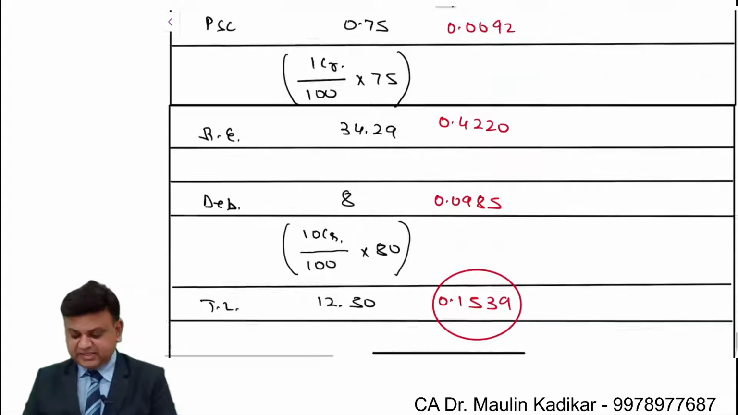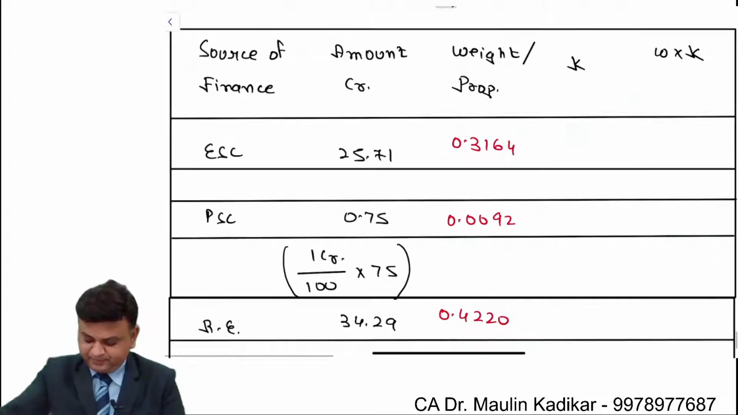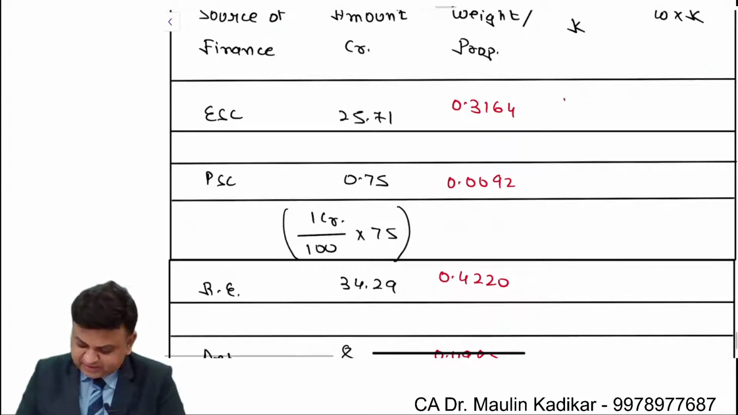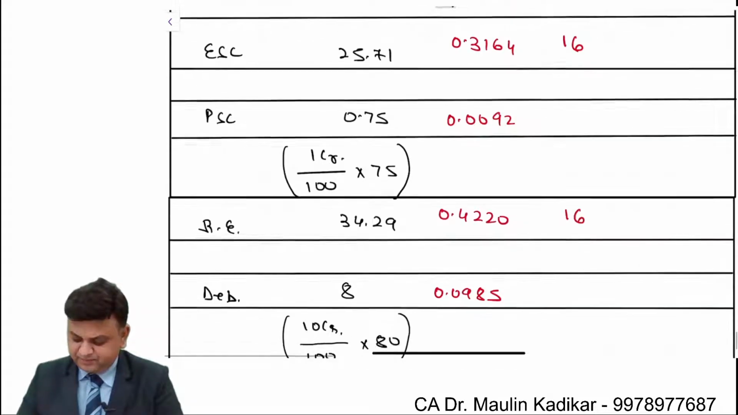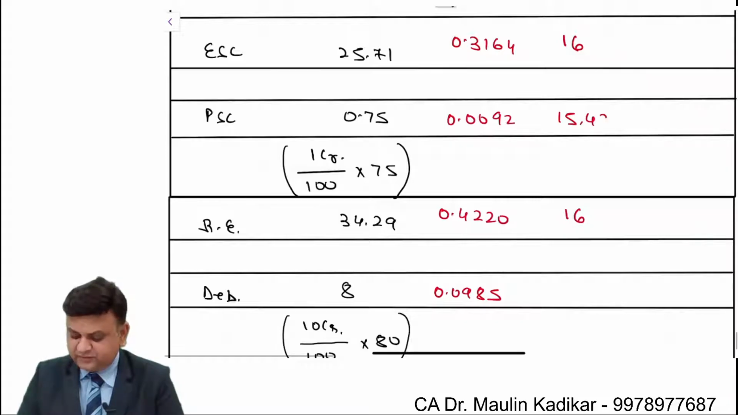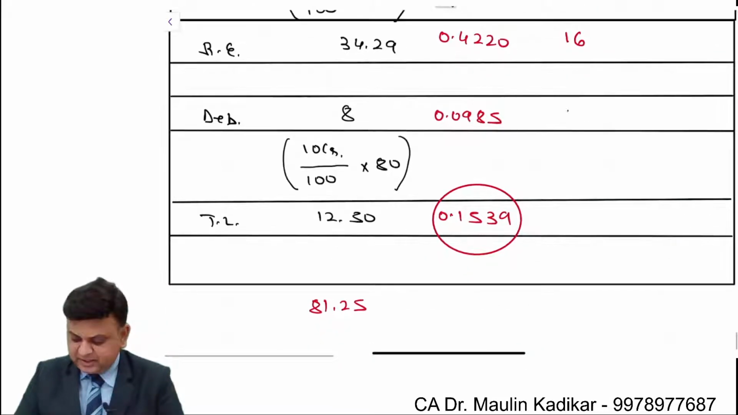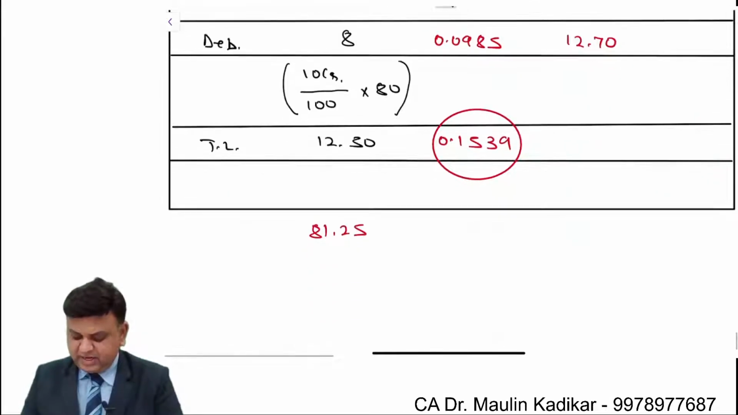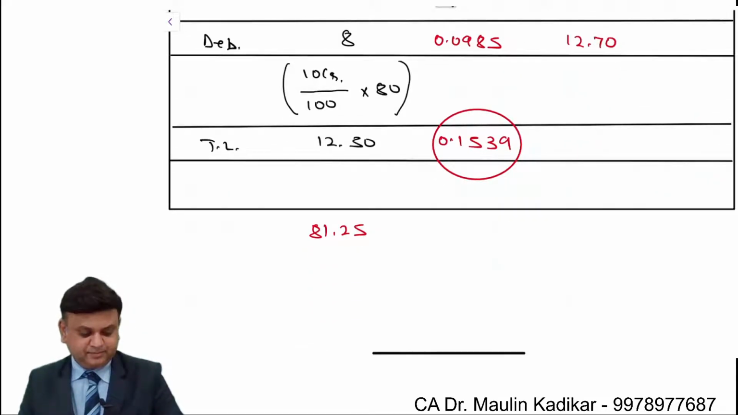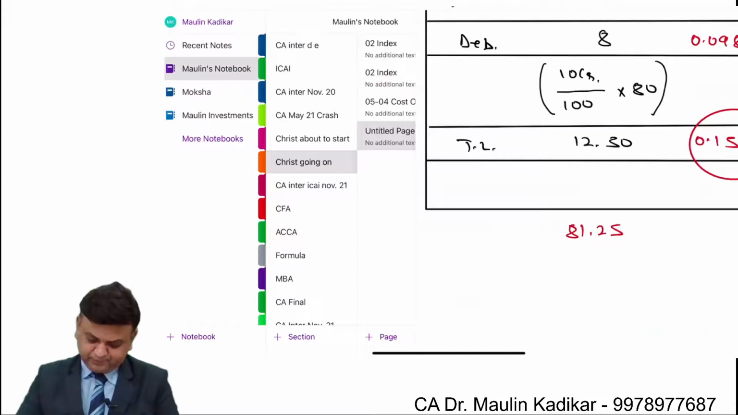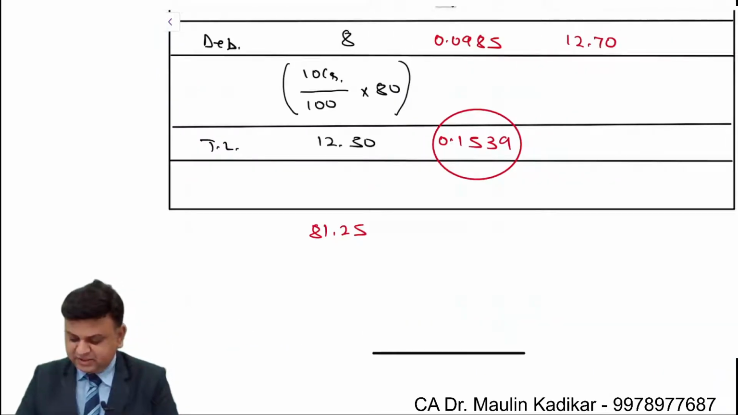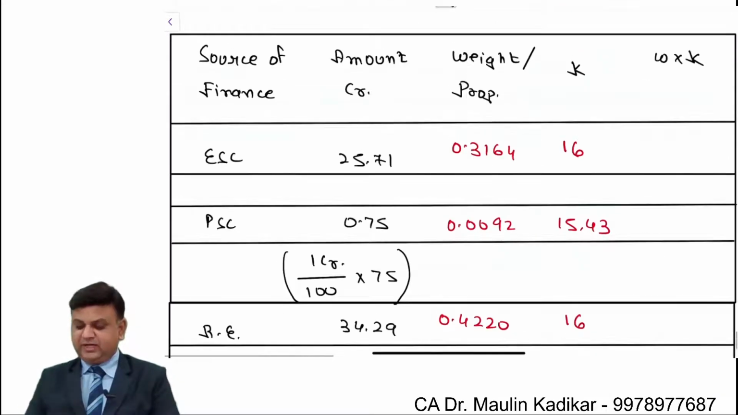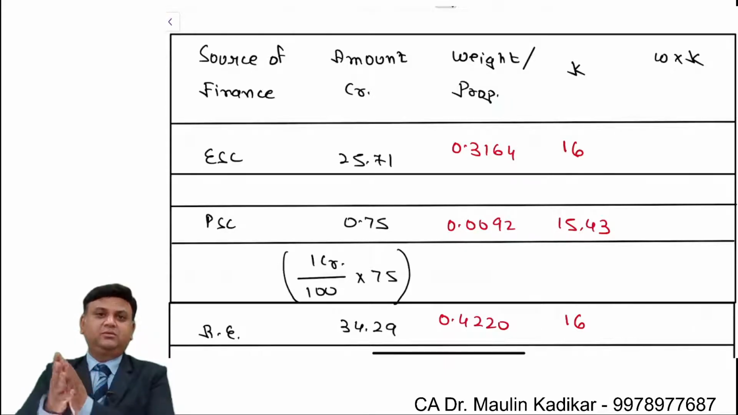Now we understand that the weight into cost of capital. The cost of equity is 16%. Cost of retained earning is also 16%. Preference share cost is 15.43, debenture it is 12.7, and for term loan it is 9%. So weight into cost, weighted average will be found.